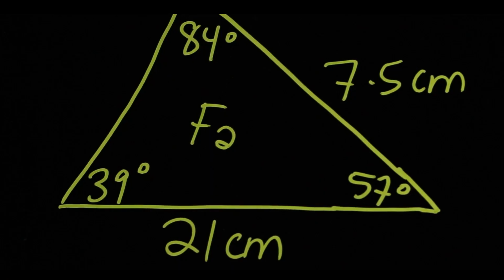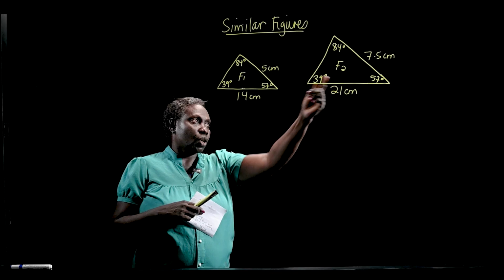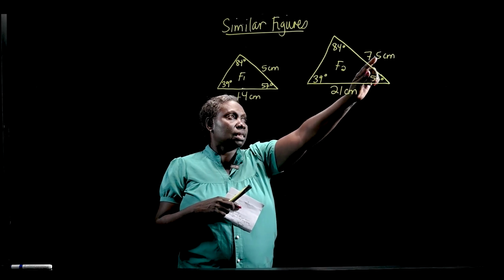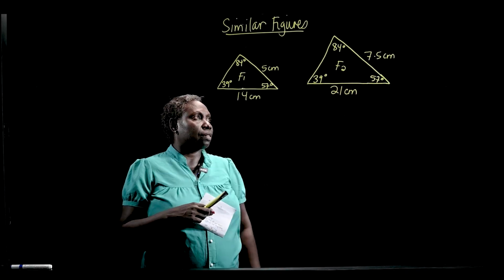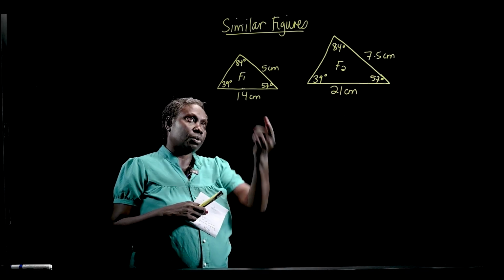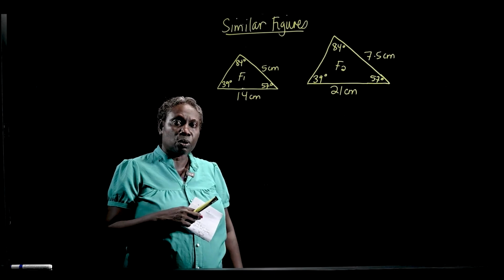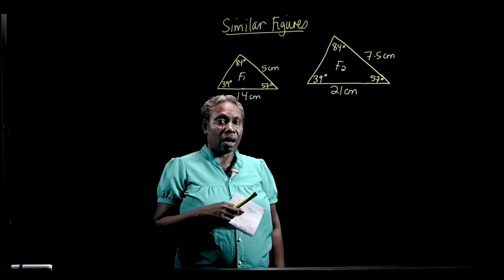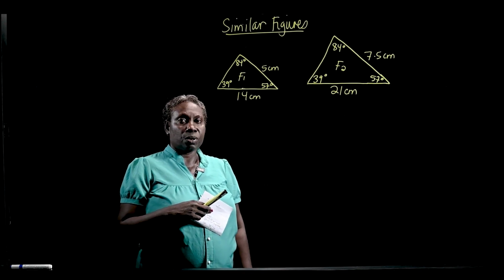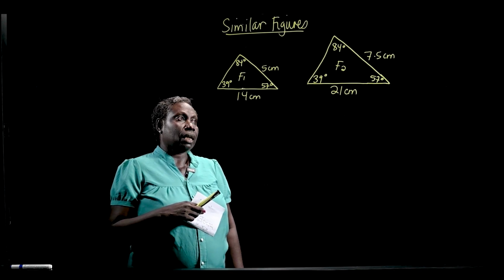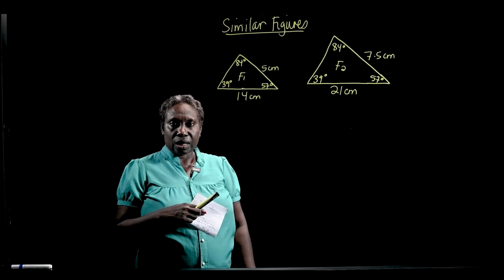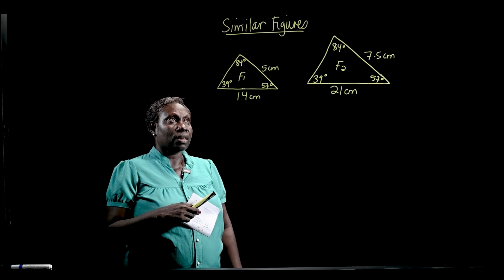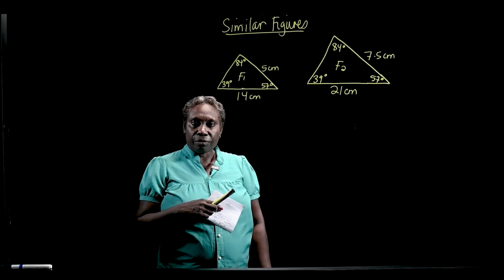5 is to 7.5. So I have to change this to a whole number. Since this is 7.5, if I multiply it by 10, that gives me 75. So I have to multiply 5 by 10 to give me 50. If I simplify it, 50 is to 75 again is 2 is to 3. So we can see that their corresponding sides are in the same ratio. So that's what makes them similar figures.